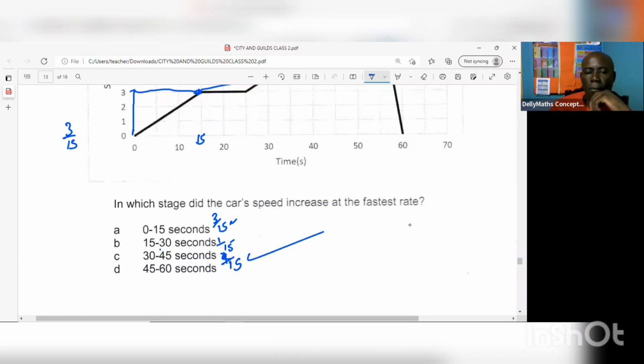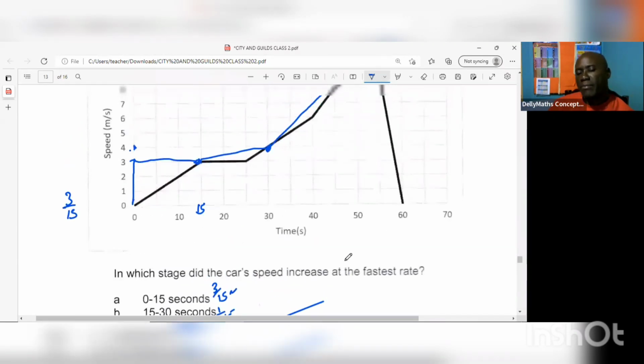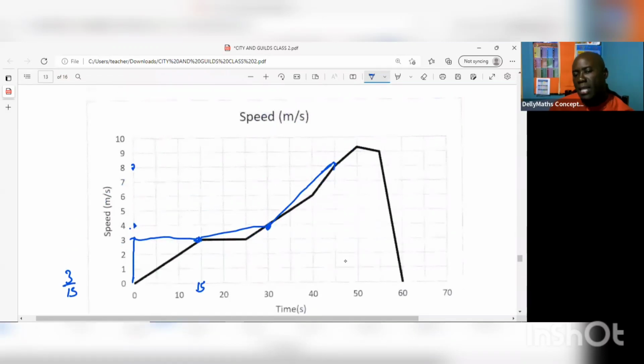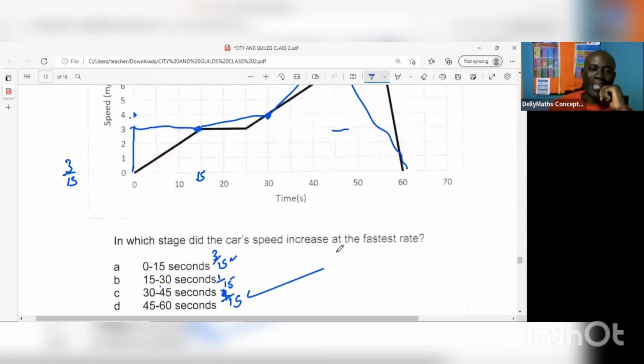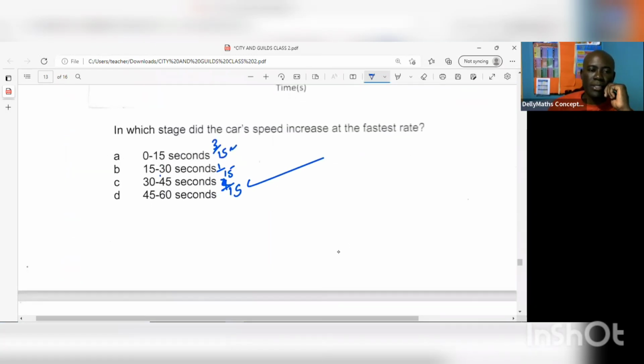This is winning now. And 45 to 60 is actually not an increase. We went up, but from 45 to 60 we're coming down. So that's a decrease in speed. So the answer would be C, which is between 30 to 45.